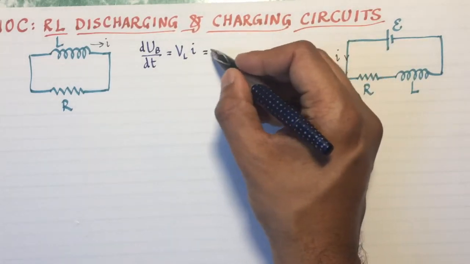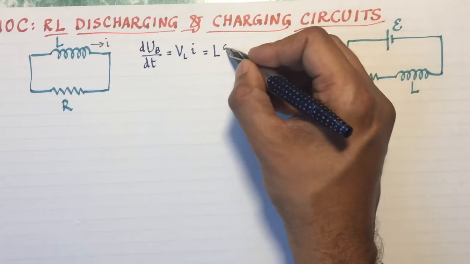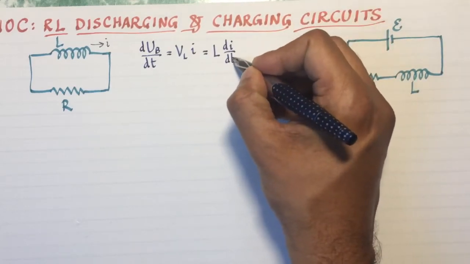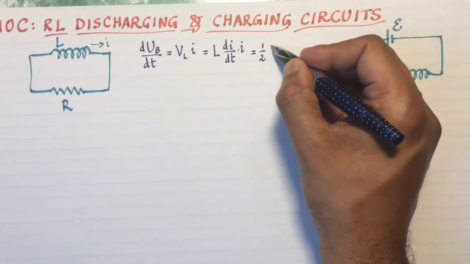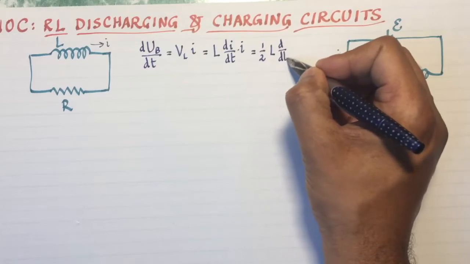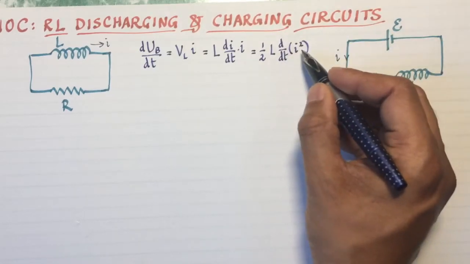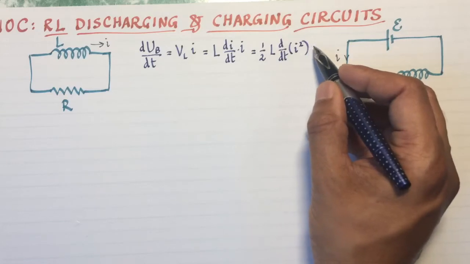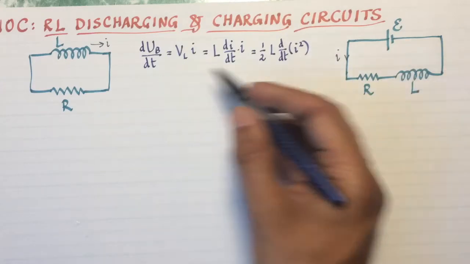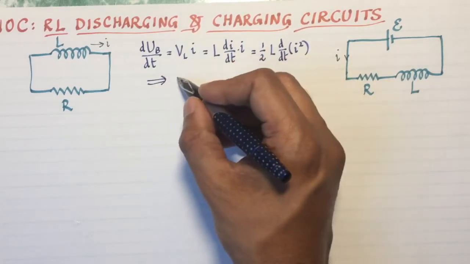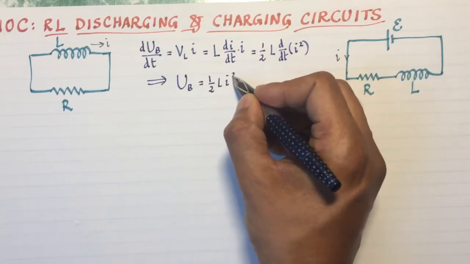Now, by Henry's law, the voltage across the inductor without the Lenz's law sign is L di by dt, times I, and this by the rules of calculus can be written as 1/2 L d by dt of I squared, because if you do d by dt of I squared, I'm going to get 2I di by dt, and the 2 cancels the 2 and gives you back this expression. So I can integrate both sides. When I integrate them, I get UB equals 1/2 L I squared.